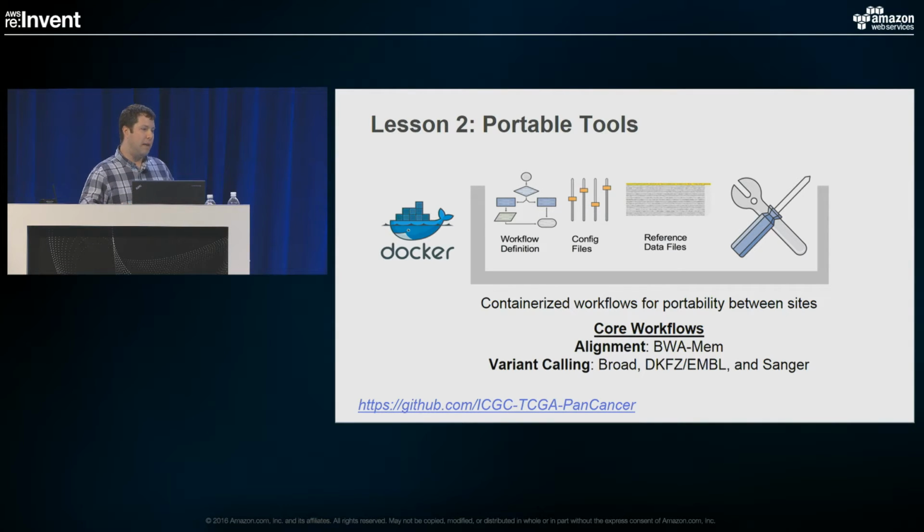We moved instead to making portable Docker images that contained everything but the kitchen sink. So we included workflow definitions, config files, some of the reference files, all the tools that we needed, and we covered the core pipelines. This was BWA-MEM alignment and the three somatic variant calling pipelines from Broad, DKFZ, EMBL, and Sanger. This was really transformative for us because suddenly we could move around these lightweight Docker containers. These Docker images had everything that we needed in them. It really cut down our provisioning process and improved its reliability, but it also allowed us to start exploring other environments for compute, including handing these to HPC environments that were participants in PCAWG and having those Docker containers run there as well.